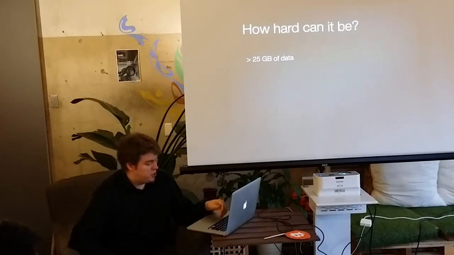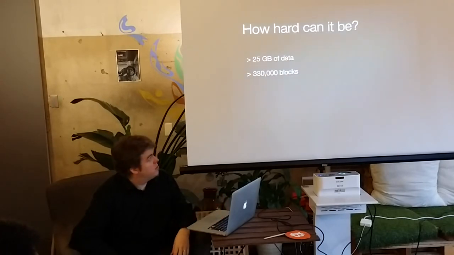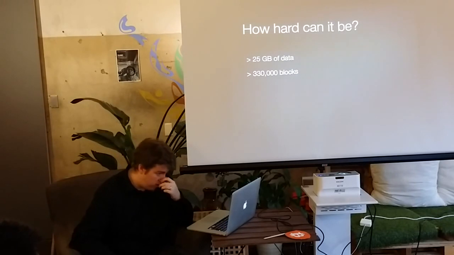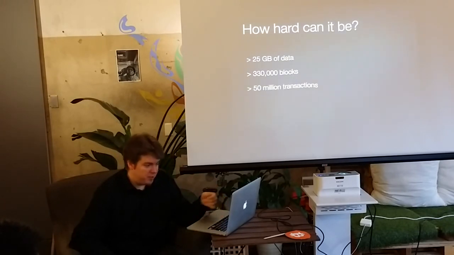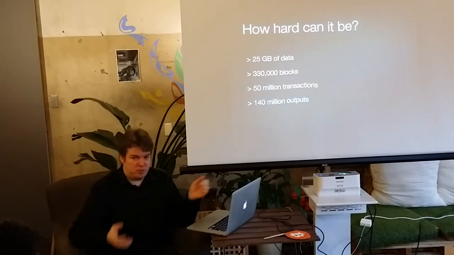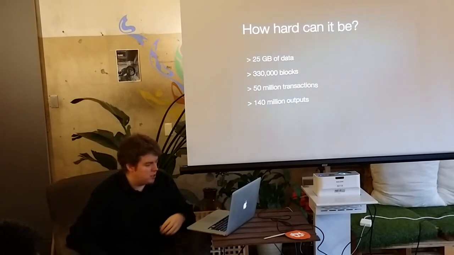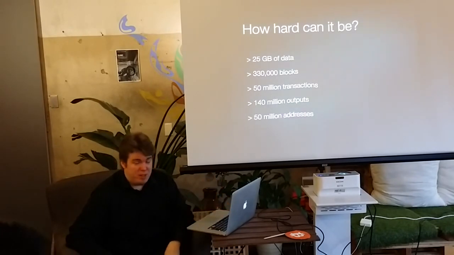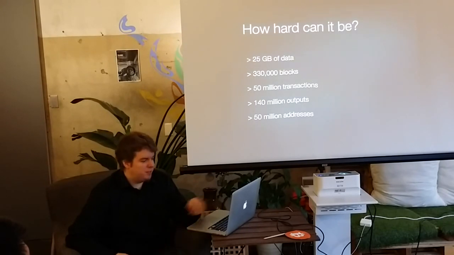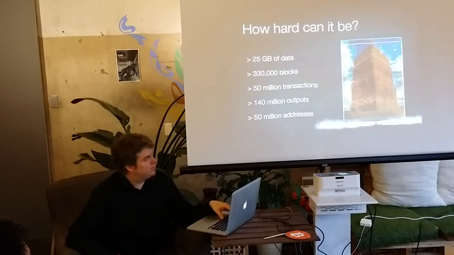In terms of how much information is in the blockchain, well, we've passed around 330,000 blocks now. We have about 50 million transactions. We have about 140 million outputs in total containing those transactions. And those are referring to something like 50 million addresses. So finding something in that, well, how hard can it be? Pretty hard.